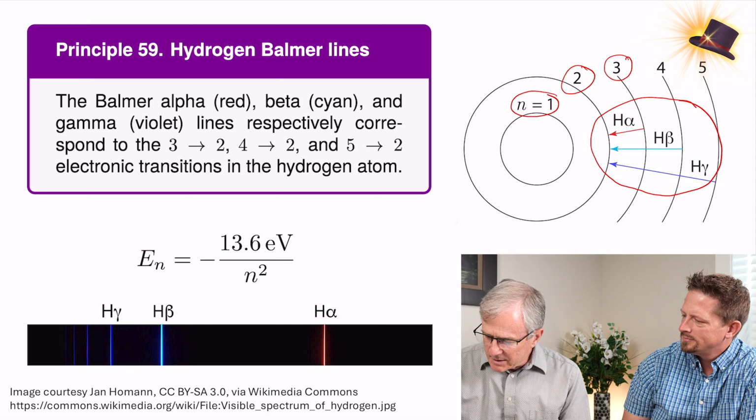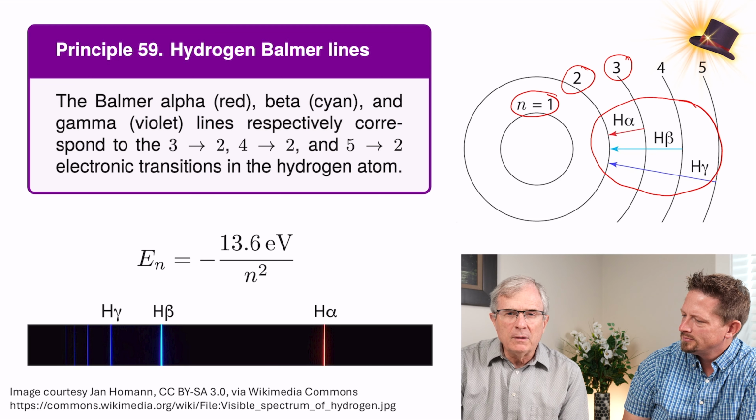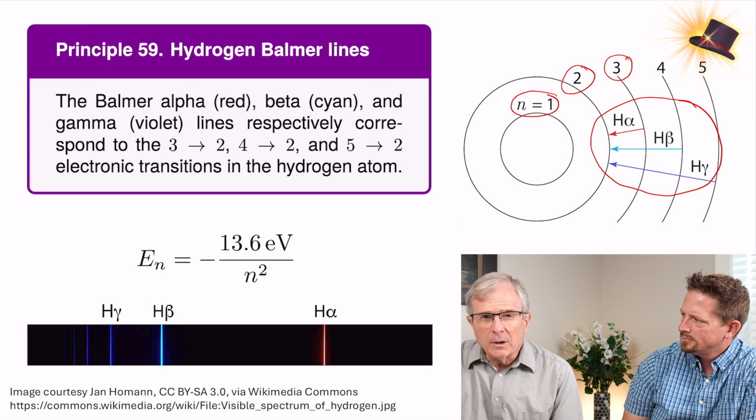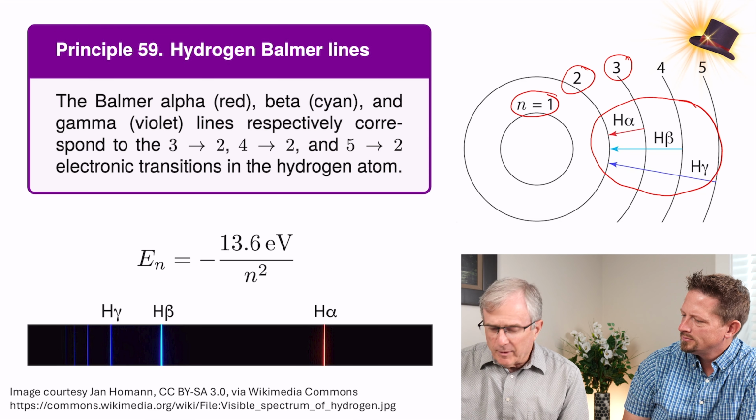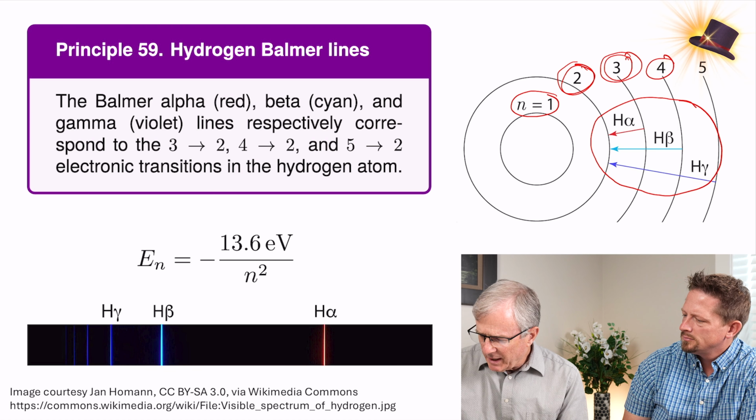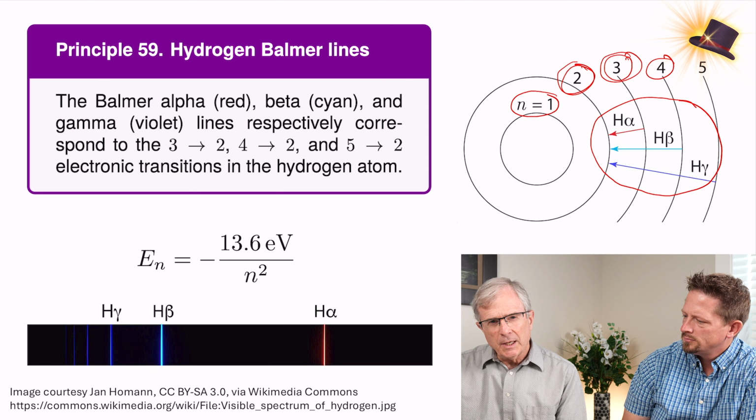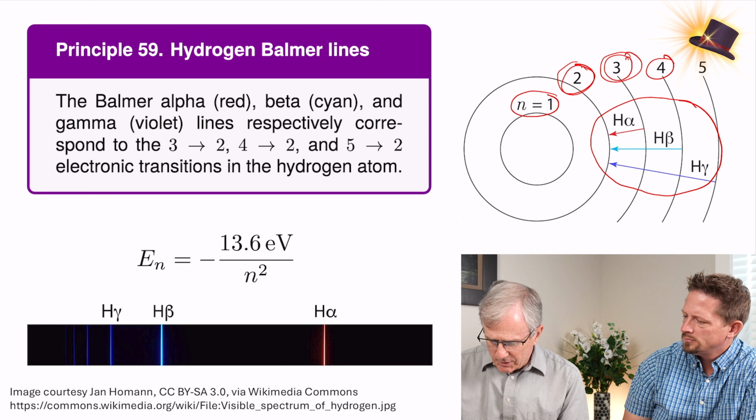And the wavelengths that produce visible emissions are these Balmer wavelengths. All of them, you'll note, end up on level 2. So the hydrogen alpha goes from level 3 to level 2, hydrogen beta goes from 4 to 2, and hydrogen gamma goes from 5 to 2.